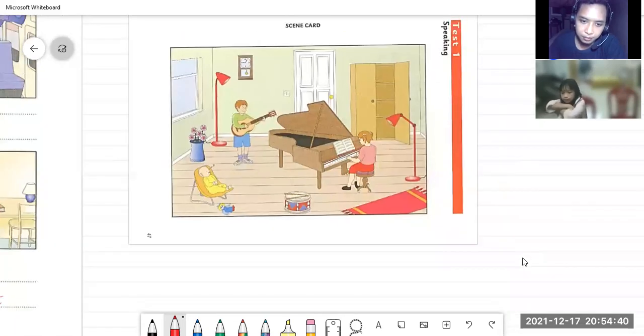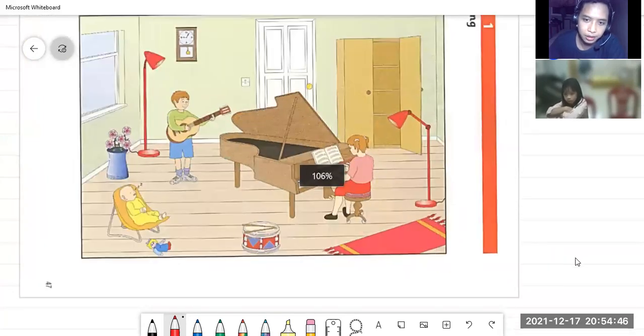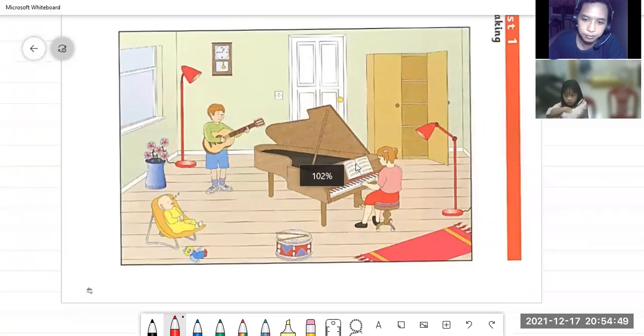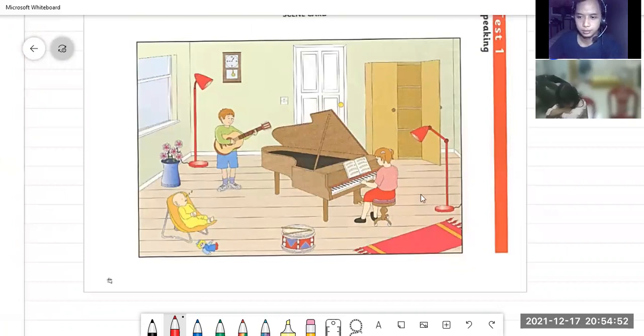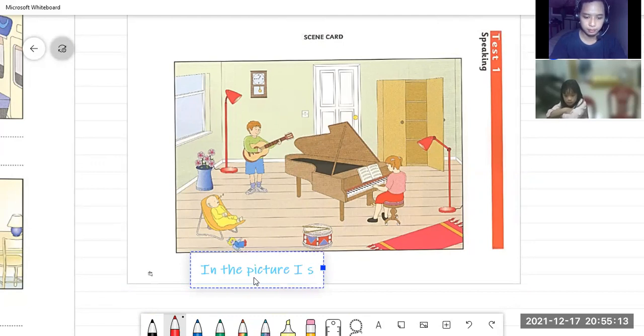Ready. Okay, this is a scene card. What can you see in the picture? What can you see in the picture? Okay, you can say, in the picture, I see the boy is playing a guitar.